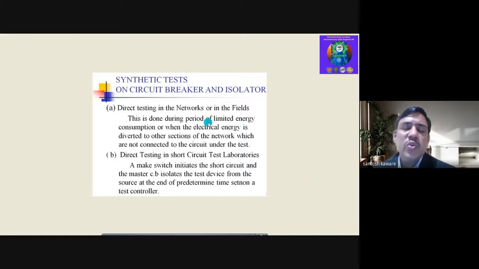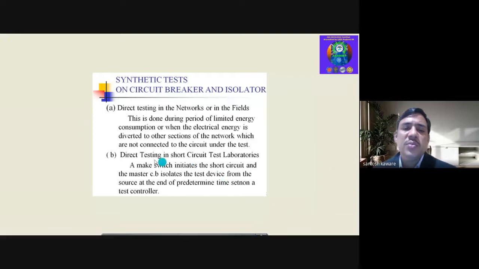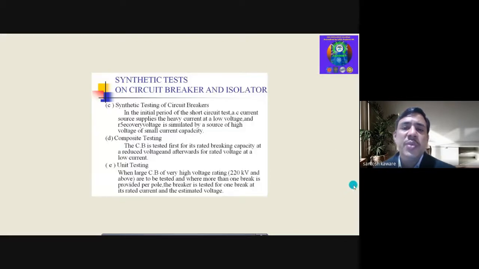In that case, what we do is open the line side isolator, meaning we keep the circuit open from the line, so that we can test all the equipment in that bay itself. Then there is direct testing in short circuit test laboratories, where, if the direct short circuit facility is there, by short circuiting they test these equipment. So these are the different types of tests available.